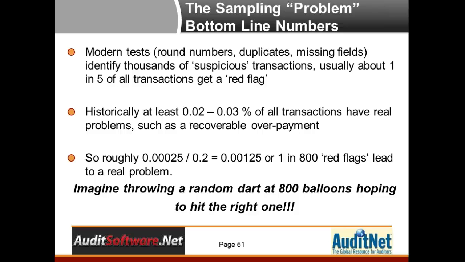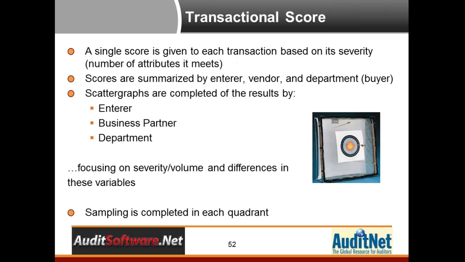Okay, so when you think about some of the sampling problems that are out there, this slide I'm going to jump over a little quickly, but the final math here is that you have like a 1 in 800 chance of judgmentally selecting something and having it be a problem, because it is such a more random way of doing it. What you could do instead is use more of a transactional scoring approach, where a single score is given to every transaction based on its severity.